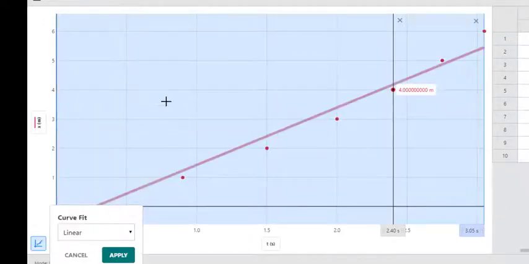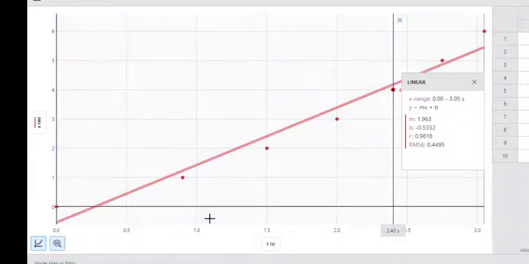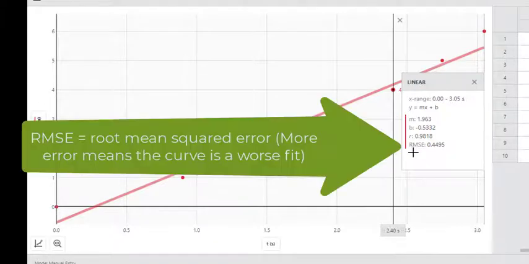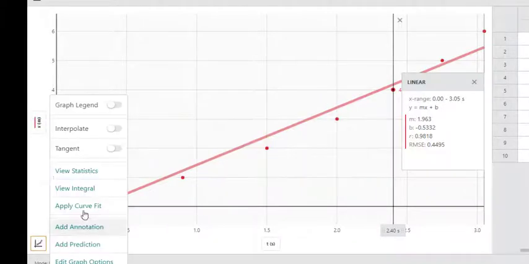Okay? So first thing I'm going to do is look at this. Okay, I can see how it's aligned, but I don't know that it's exactly aligned. This RMSE means root mean squared error. So the big thing that you should take away from this is that there's quite a bit of error here. It's 0.4495. So maybe I'll try a different curve.